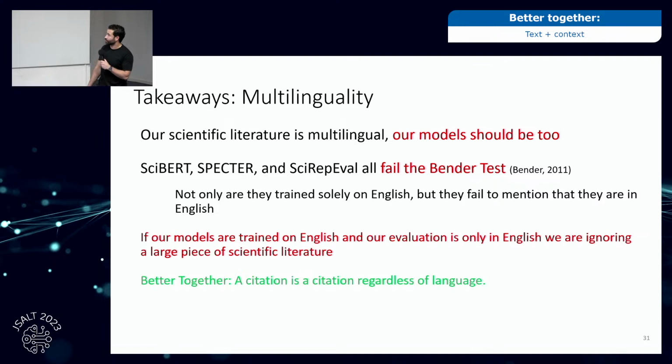And so if our models are trained on English and our evaluation is only in English, then we're really ignoring a large piece of scientific literature, and we don't really know how our models are going to perform on it. And this really fits into the Better Together story because a citation is a citation regardless of the language. The graph is really invariant to language.